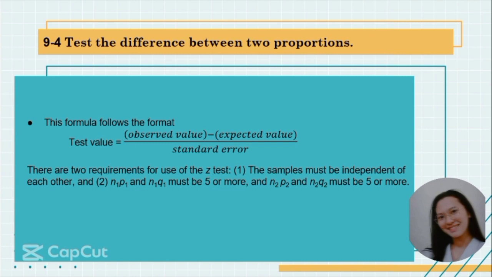There are two requirements for use of the z-test. One, the samples must be independent of each other. And two, n sub 1 p sub 1 and n sub 1 q sub 1 must be 5 or more, and n sub 2 p sub 2 and n sub 2 q sub 2 must be 5 or more.